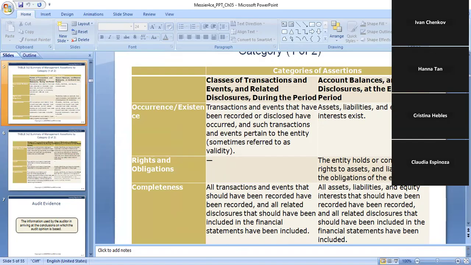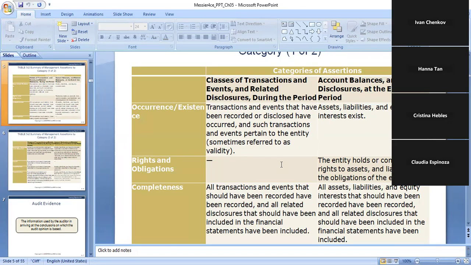What will be the examples here? Again, on the occurrence and existence, under the transactions and events, and under the account balances. Transactions and events have been recorded in this clause, have happened, and such transactions and events pertain to the entity. On the account balances, those exist. Rights and obligations, we don't have rights and obligations for transactions, but we have rights and obligations for the account balances.